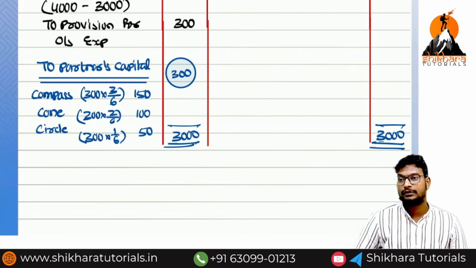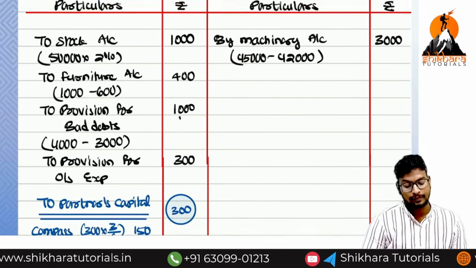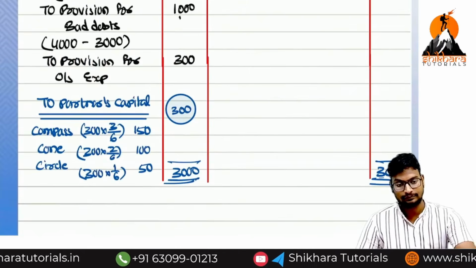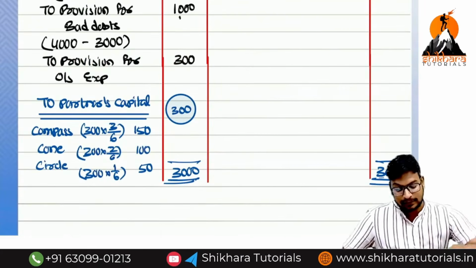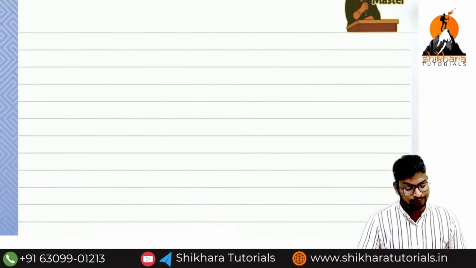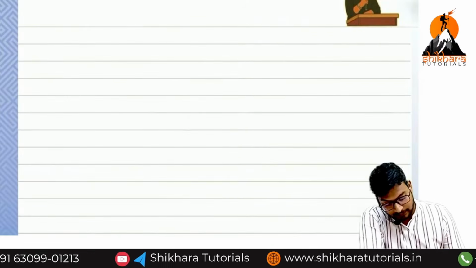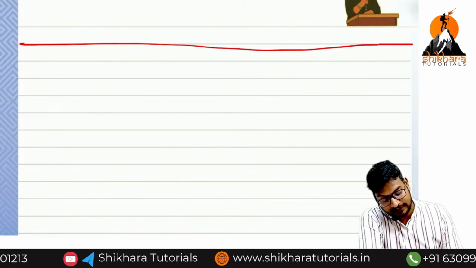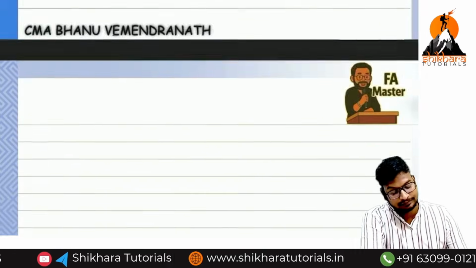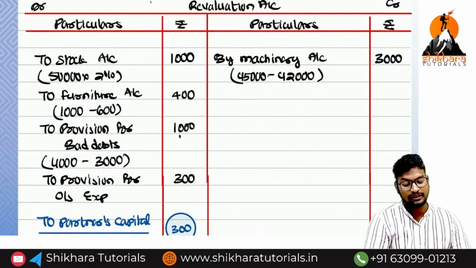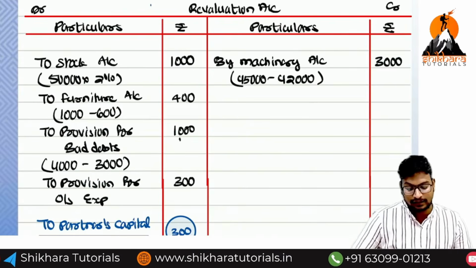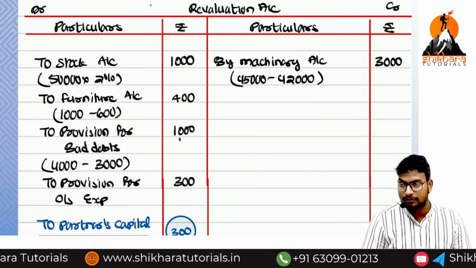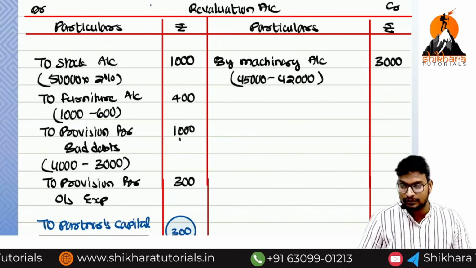Okay. So what is the next one we need to think about? Partners' capital account. Next we need to draw the partners' capital account. How many partners are there? 3 partners. So if you want to write the entries, what are the entries you need to pass? What is the entry for the machinery? Machinery account debited to revaluation. What is the entry for the stock? Revaluation account debited to stock account, to furniture account, to provision for expenses.